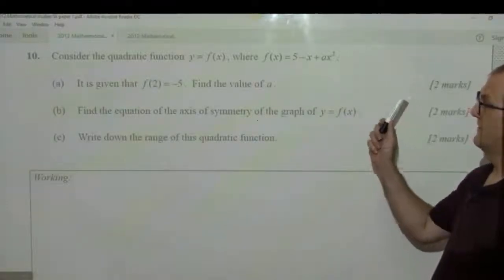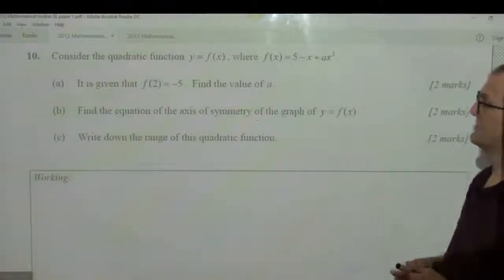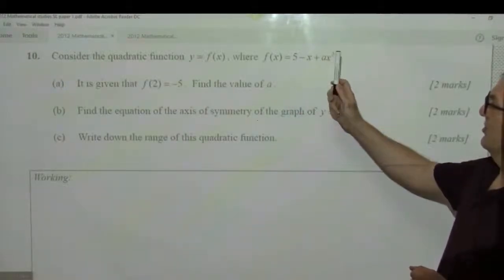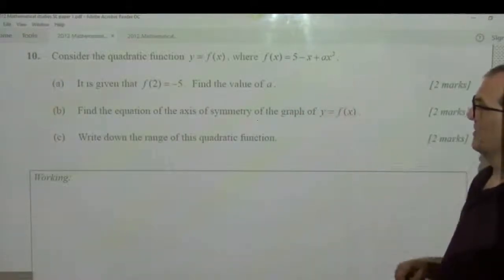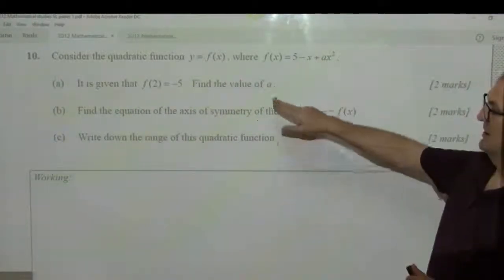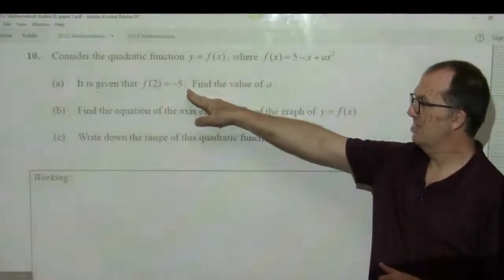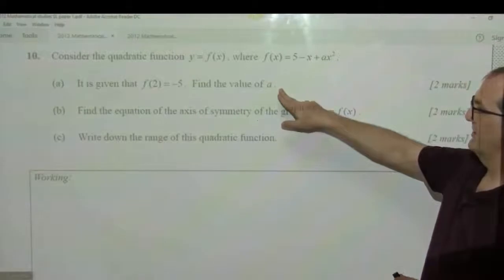Now we have a quadratic function question, where they give us f of x is equal to 5 minus x plus ax squared. And I'm guessing we are going to have to figure out a. And sure enough, part A is: given that the function value of 2 is negative 5, find the value of a.